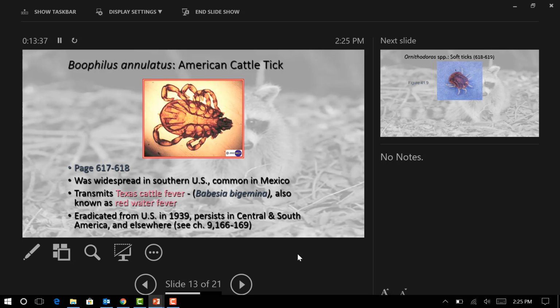I'll give you a hint. The mascot is the Cornhusker. Nebraska. The University of Nebraska. University of Nebraska and Oklahoma University have some of the best parasitology programs in the country, and it's because of the heritage of that, where this was a big win for the University of Nebraska's parasitology program, eradicating this tick from the United States.